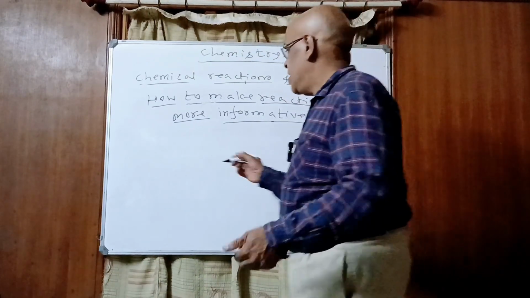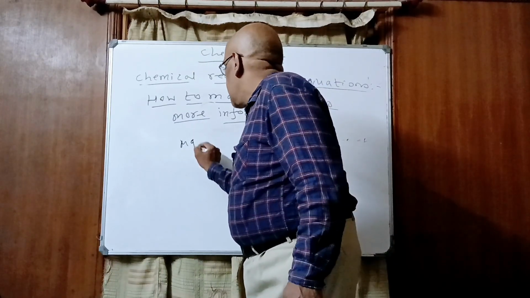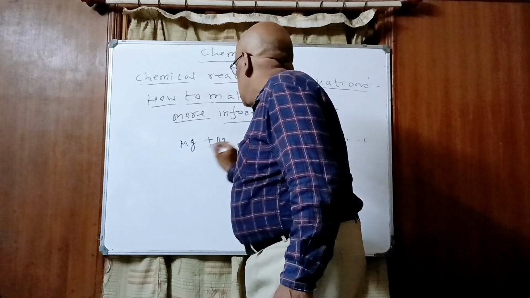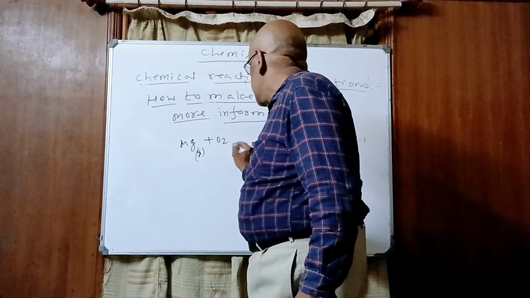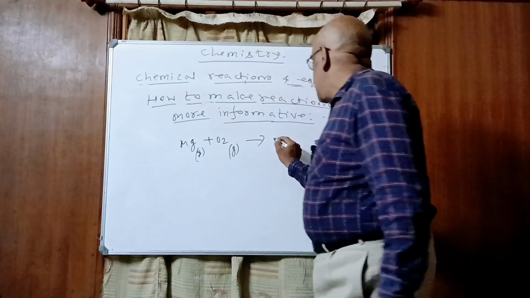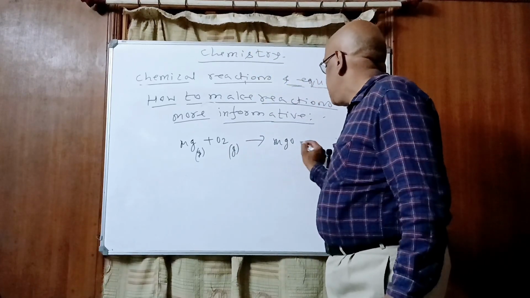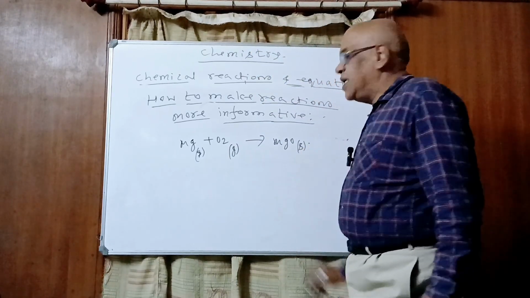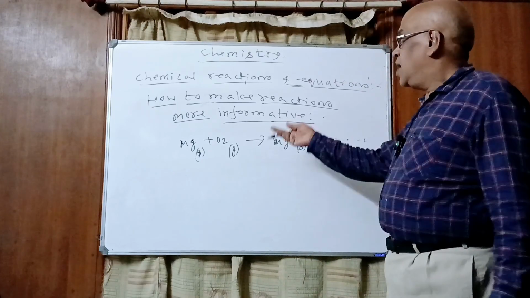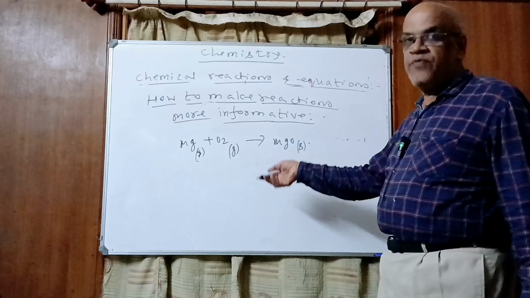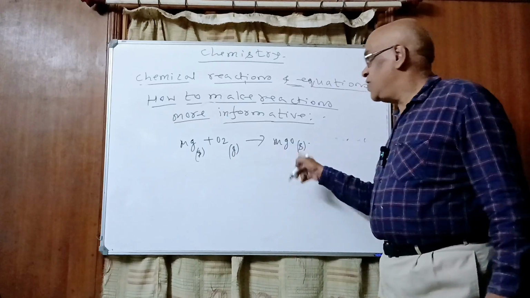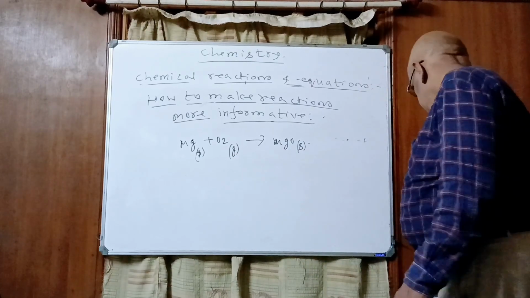Take any other example. Magnesium combines with oxygen. What's magnesium? It's a ribbon, solid. What's oxygen? Gas. What do we get? Magnesium oxide powder, which is a solid. This is another example of a reaction which gives more information. How? By mentioning the physical states of reactants and products.